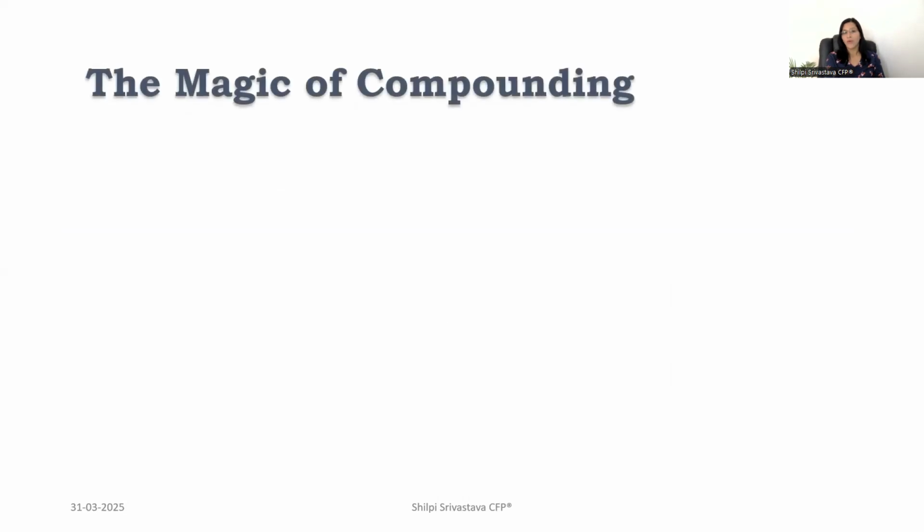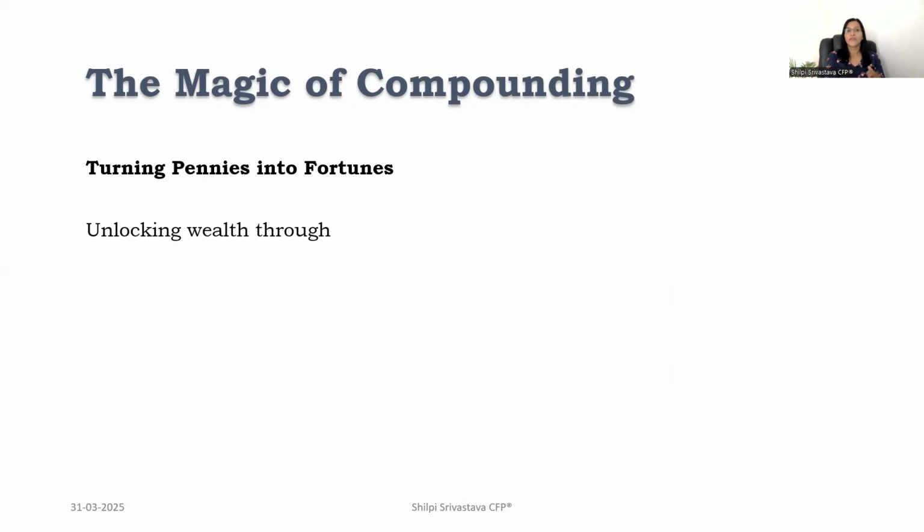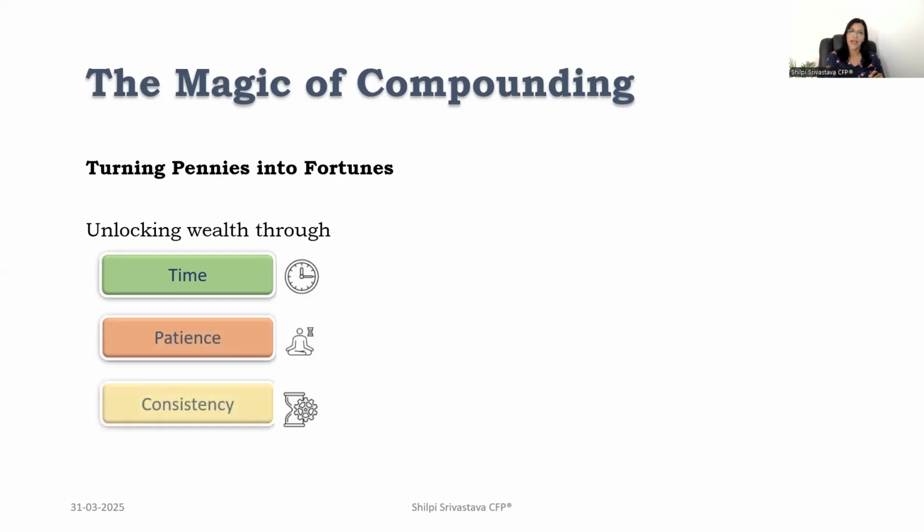Now, the magic of compounding you have heard many times. You can understand three important components from the magic of compounding, which are very important. Here it is turning pennies into fortunes, unlocking your wealth through three very important parameters: time, patience, and consistency. Time is what? The longer the duration, the better the accumulated amount will be.